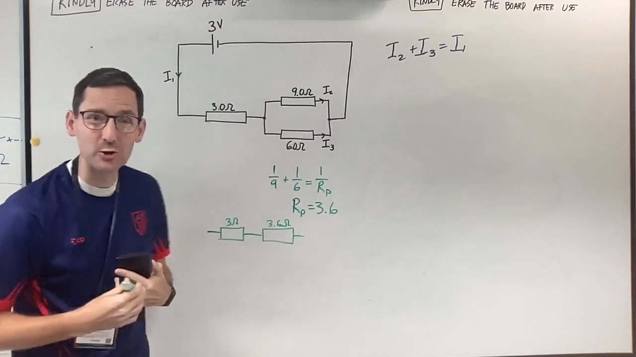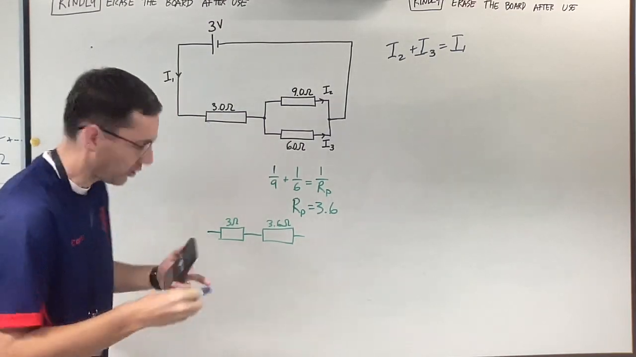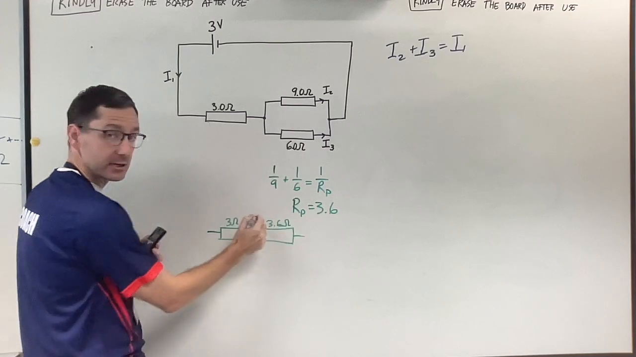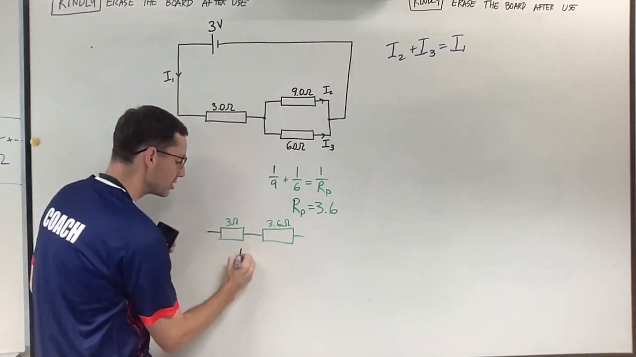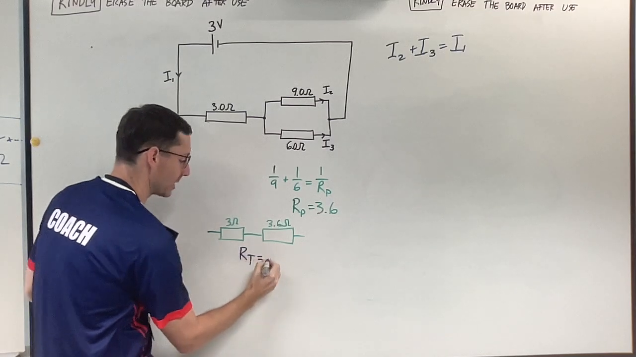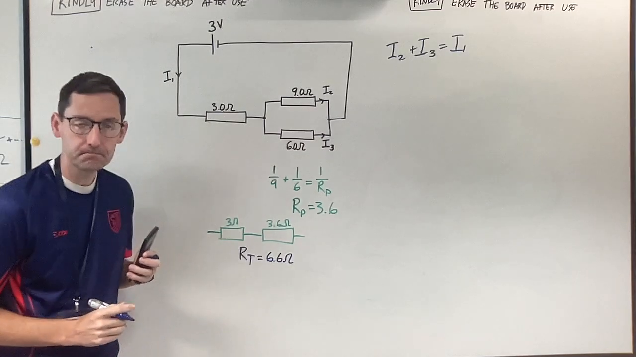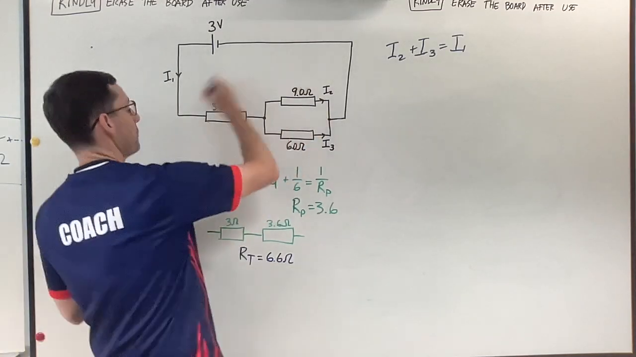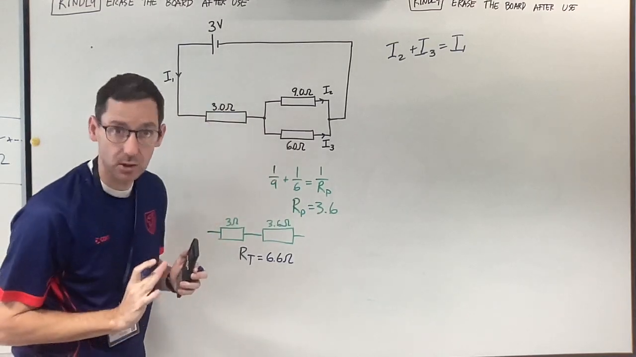Now, of course, I can put those two together because that's now a series circuit. So I can add those together, and when I put series together, then I just add them. And so I go 3 plus 3.6. So the total resistance here is going to be 6.6 ohms. All right? So if I put all of these together, I end up with 6.6 ohms.